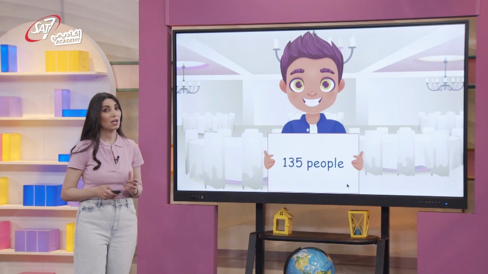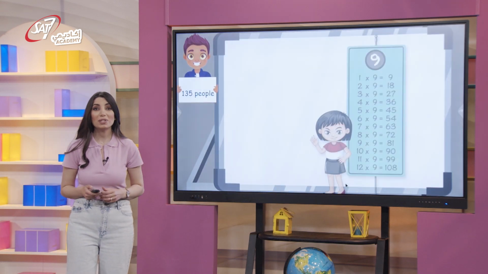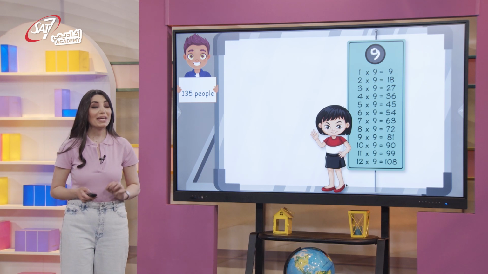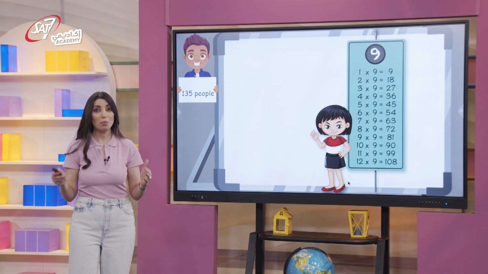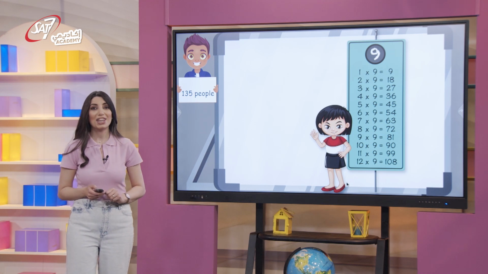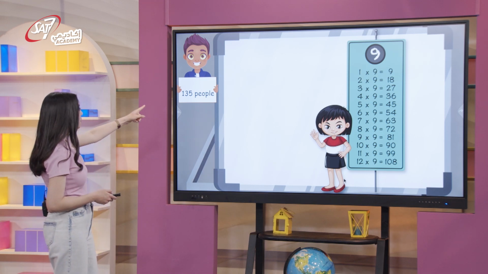135 people can be placed on tables of 5 people, but not 10. Is 135 divisible by 9? Well, there is not a clear pattern in the multiples of 9 times table, but I'll teach you a trick. We can add all the digits in a number, and if the answer is found in the 9 times table, then the number is divisible by 9. Let's try. 135.